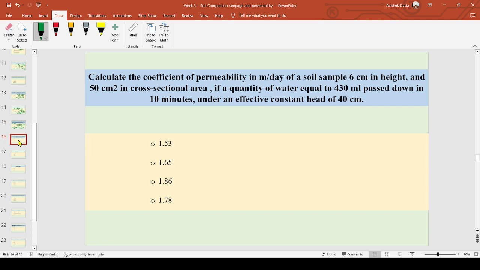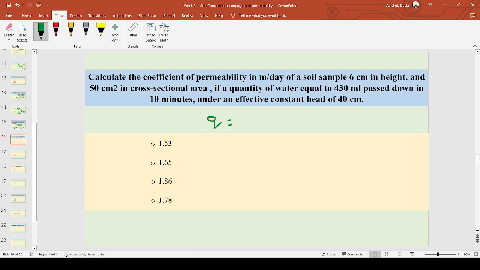Now, next question: calculate the coefficient of permeability in meter per day of a soil sample 6 centimeter in height and 50 centimeter square in cross sectional area, if a quantity of water equal to 430 ml passed down in 10 minutes under an effective constant head of 40 centimeter. Has anyone solved this? Anyone? Okay.